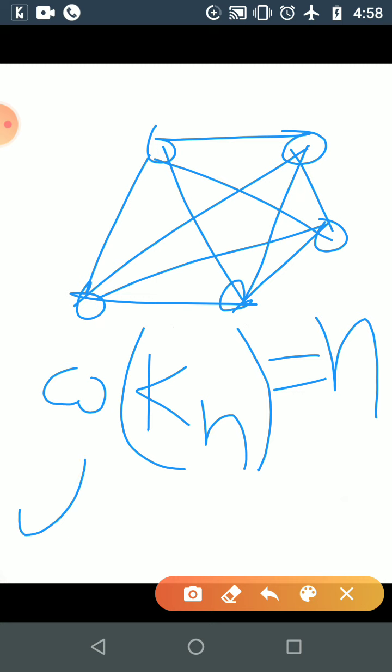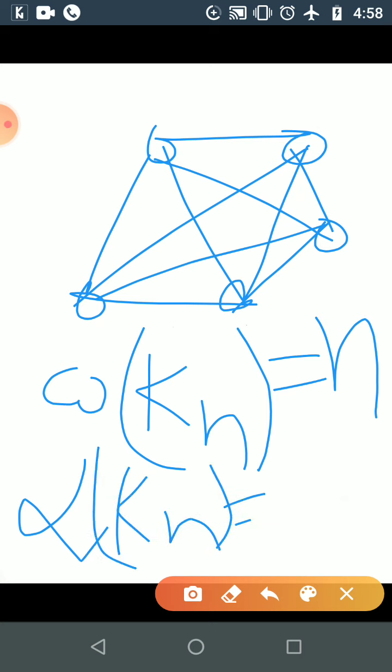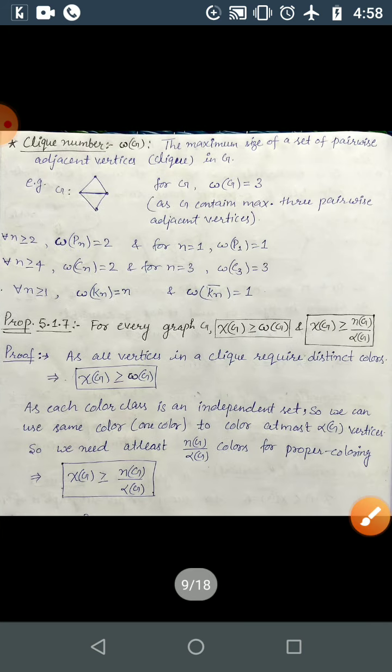And what about alpha of Kn? You tell me, or I should tell you. There is only one vertex which is independent from all the others. So always it will be 1, correct? I hope you got this one.